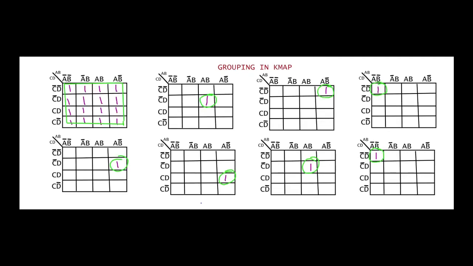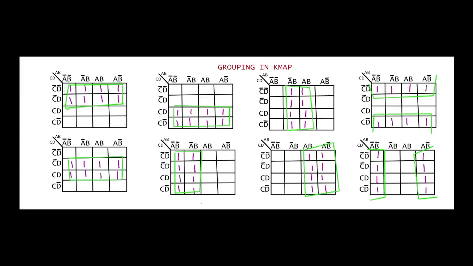If we have 16 ones, that is the maximum number of ones a 4 variable K-map can have. We can group them as a single group and check what is common here. For all these 16 ones, do you have any common variable? No, you don't. So the answer for this will be equal to 1. Now we'll see about 8 ones.